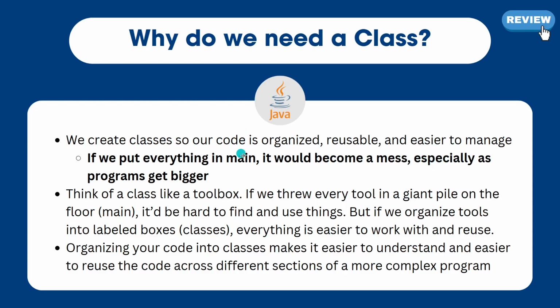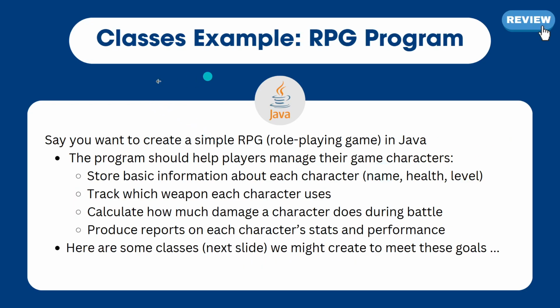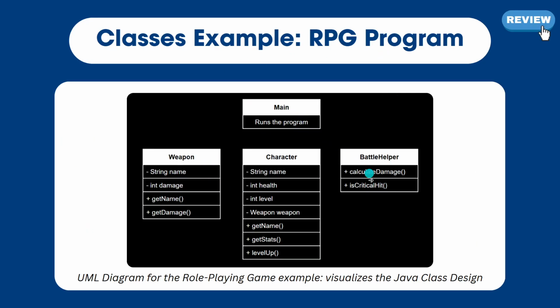So why do we need a class? Remember, if we put everything in a main, it would become a mess, especially as programs get bigger. And this is the lesson where our programs are going to start to get more complicated. We're not just going to have everything in main like we usually do. We looked at the RPG program example, and these are the different classes, right?